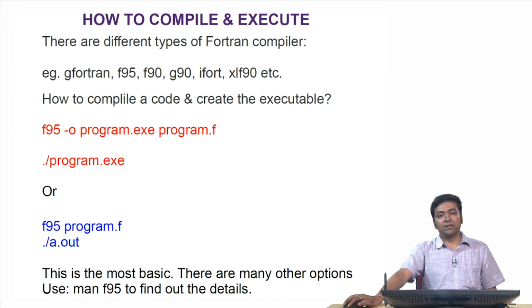There are several other options and features available in Fortran, which we are not going to discuss in this lecture. If someone wants to find out about the different options for compiling, one can look into the manuals, which one can access by typing man space the compiler name and pressing enter. It will show up on your screen, or you can go to the website and try to find out.